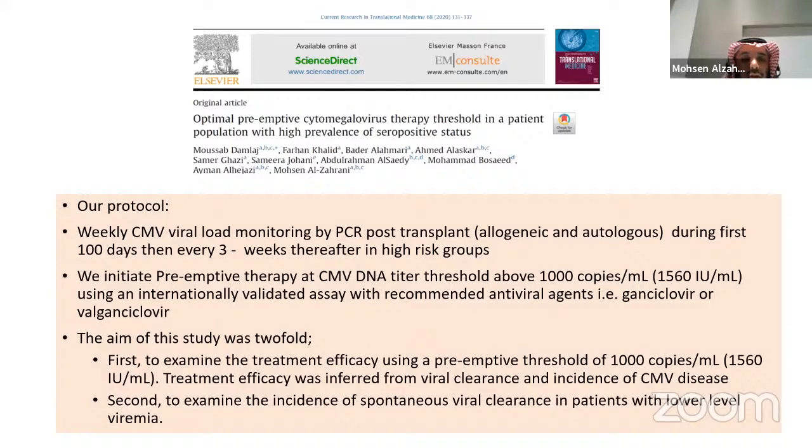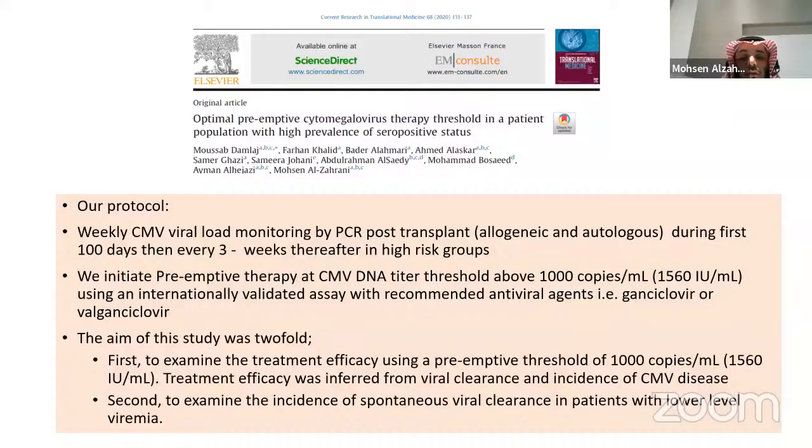This is a study published from our center, which is the optimal preemptive cytomegalovirus therapy threshold in a patient population with high prevalence of seropositive status. As I mentioned previously, the seropositive status in our recipients and donors is almost reaching 100%. So we aimed from this study to determine the titer of the CMV in the blood at which we will start the treatment. Our protocol is to test weekly for CMV viral load by PCR post-transplant for allogeneic and autologous.